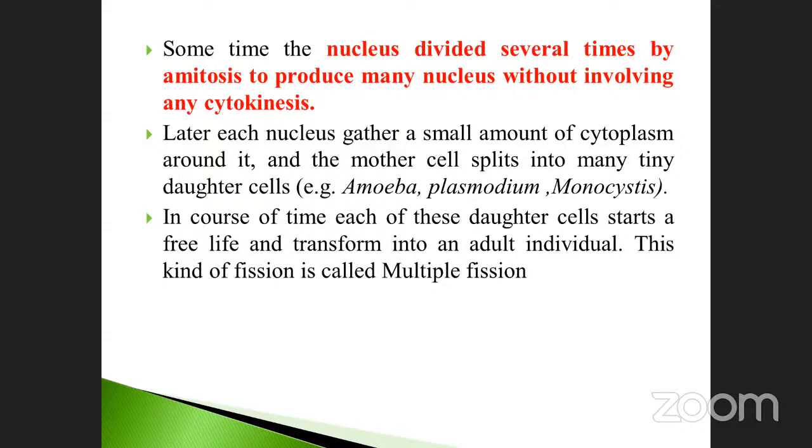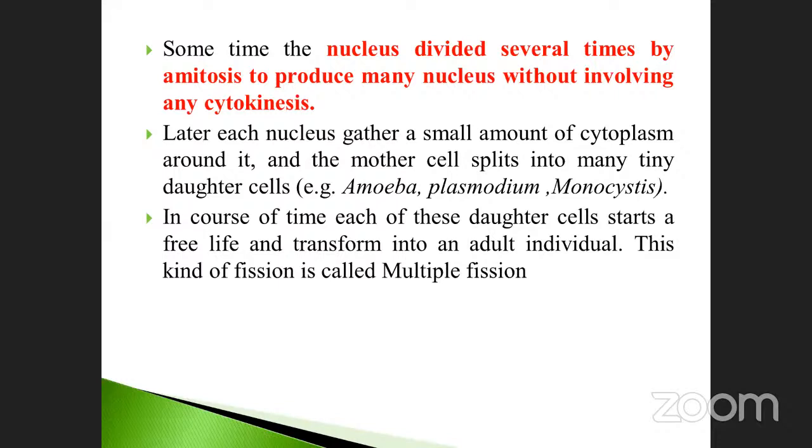Such a type of division is also called multinucleated, otherwise called multiple fission. Later, each nucleus gathers a small amount of cytoplasm around it, and the mother cell splits into many tiny daughter cells. Example: amoeba, plasmodium, and monocystis. In course of time, each of these daughter cells starts a free life and transforms into an adult individual. This kind of fission is called multiple fission.